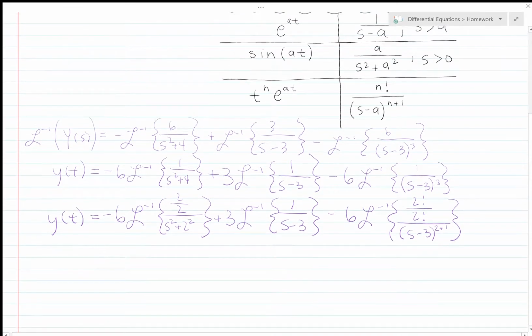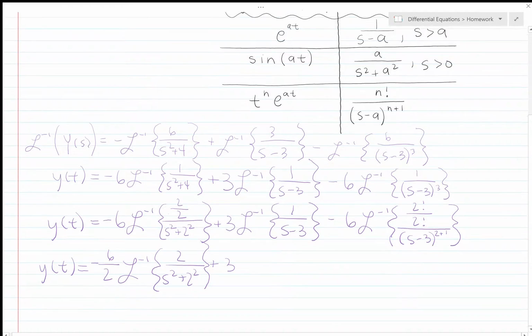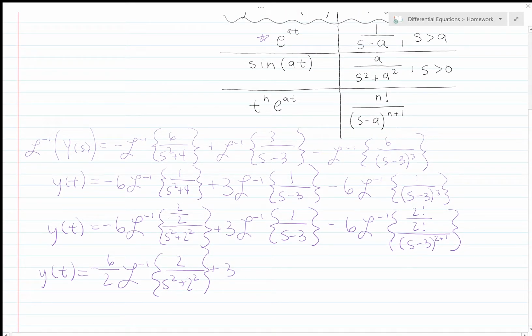Okay, so this is going to be y of t equals minus, and then we're going to take out this bottom 2, 6 over 2 inverse Laplace transform of 2 over s squared plus 2 squared, plus 3, and this one matched this first form, so the a is 3, so it's going to be 3e raised to the 3t, minus 6 inverse Laplace transform. And we're actually going to take out this bottom 2, so it's going to be 6 over 2. And then we're going to leave this one here, and it's going to be s minus 3, 2 plus 1, raised to the 2 plus 1.